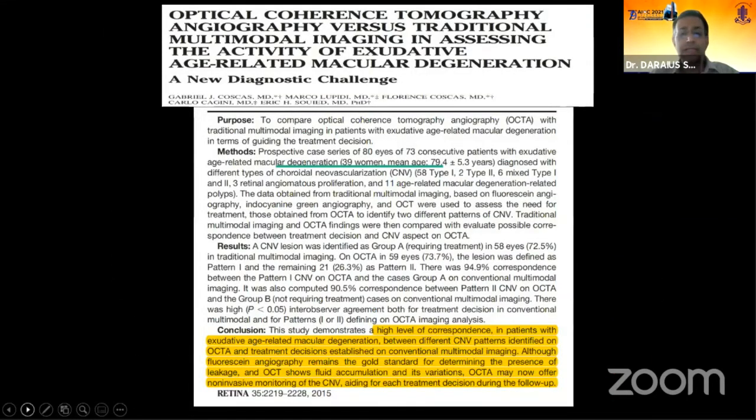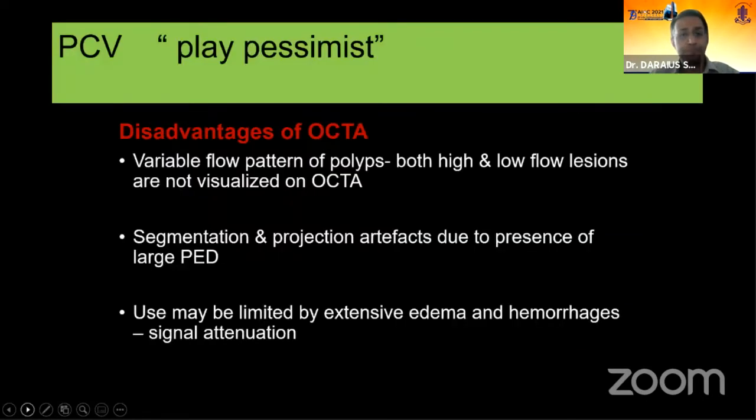And they have found that there's a lot of correspondence in patients between the CNV identified on OCTA and that on conventional multimodal imaging.